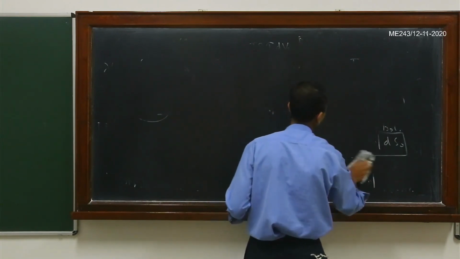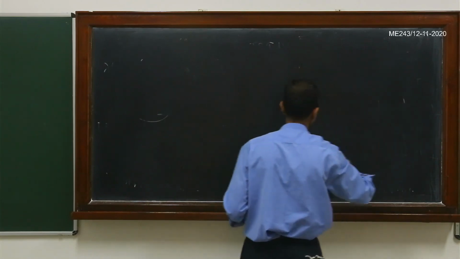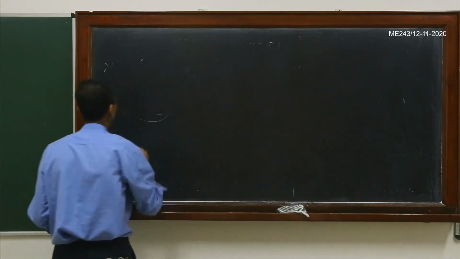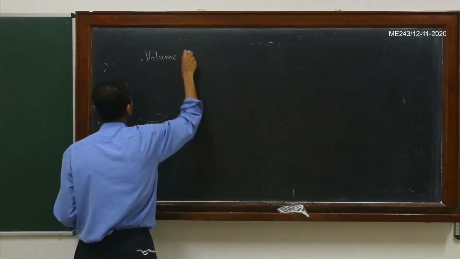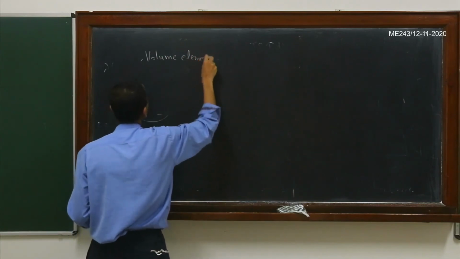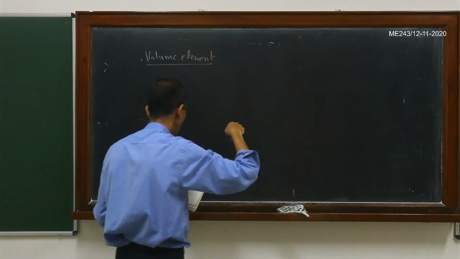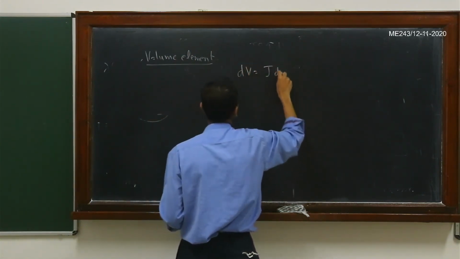So we are considering length elements, then the area elements which we just considered, and now the last thing is the volume elements. So let us look at volume elements. We have already used this relation, but right now we'll prove it. What we want to show is that dV is J times dV naught.